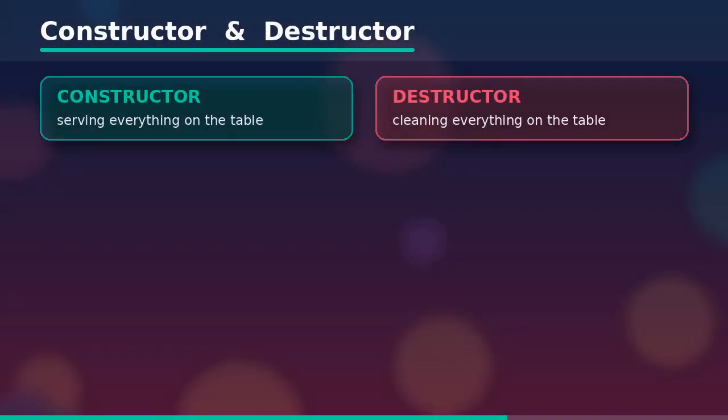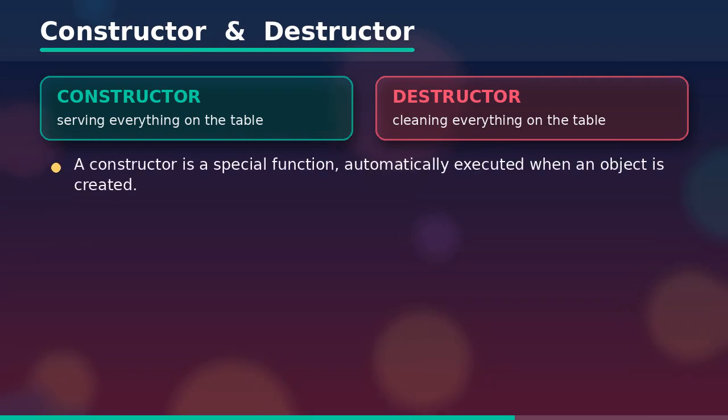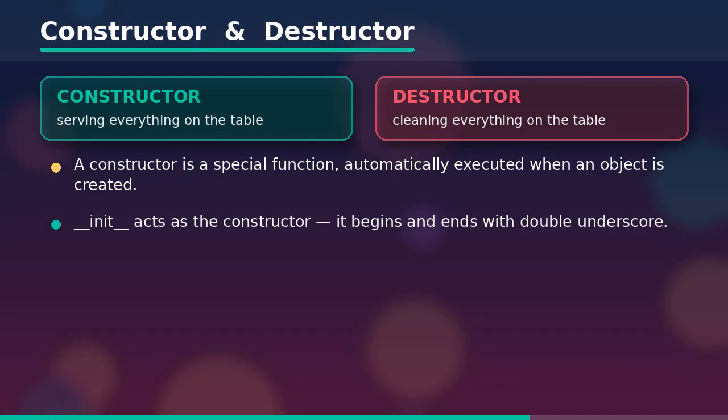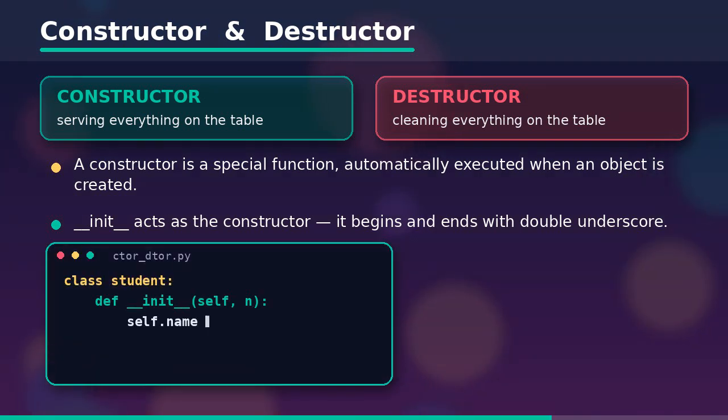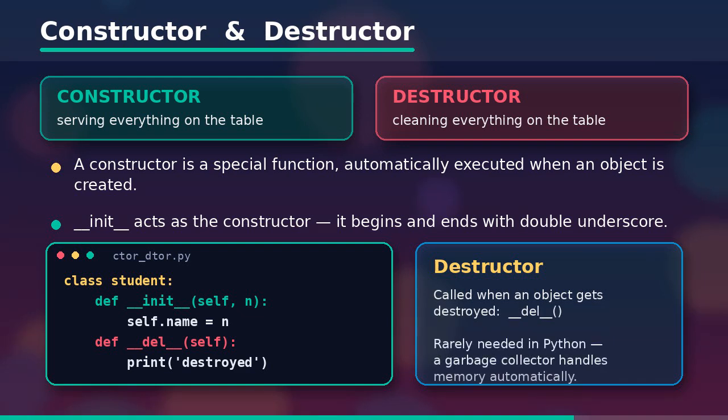Next, constructors and destructors. Think of a constructor as serving everything on the table, and a destructor as cleaning everything from the table. A constructor is a special function that is automatically executed when an object of a class is created. In Python, it is the __init__ method, written with double underscores before and after the word init.